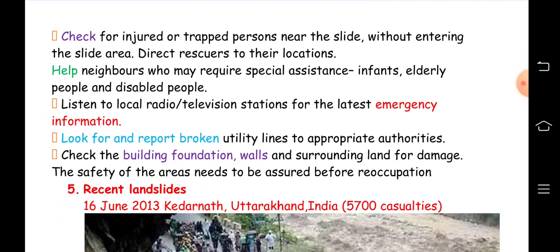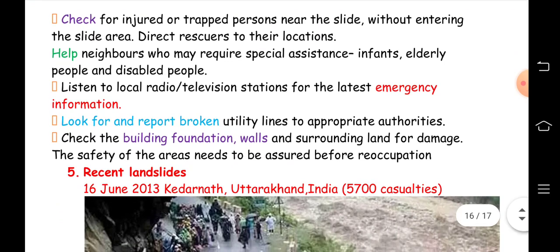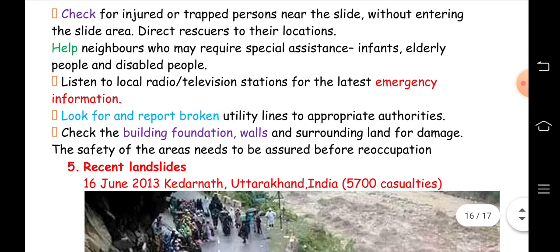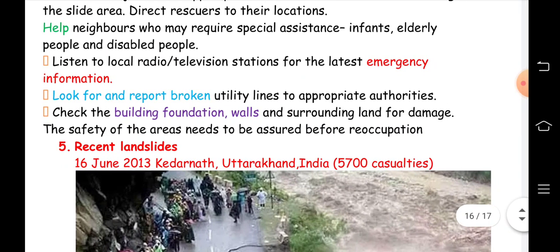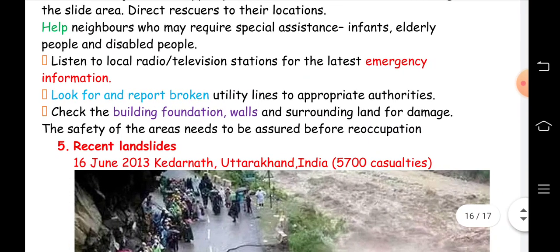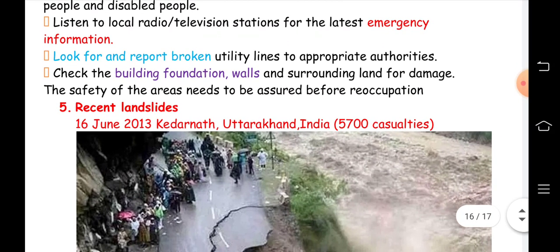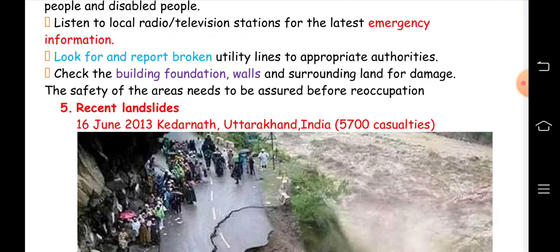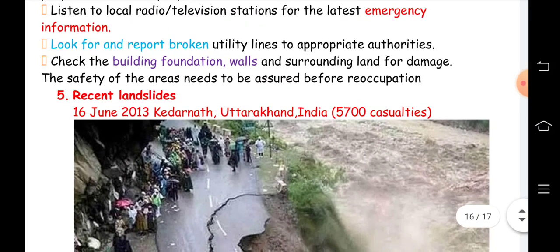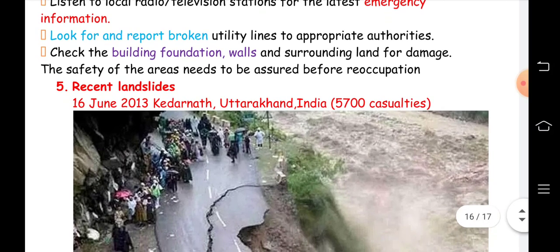Then next, help the neighbors who may require special assistance: infants, elderly people and disabled people. Help the neighbors, especially the elderly. Then listen to the local radio station for the latest emergency information. On radio and television see what emergency facilities the government will provide. Then look for and report broken utility lines to appropriate authorities. Then check the building foundation, walls and surrounding land for damage. The safety of the area needs to be assured before reoccupation.